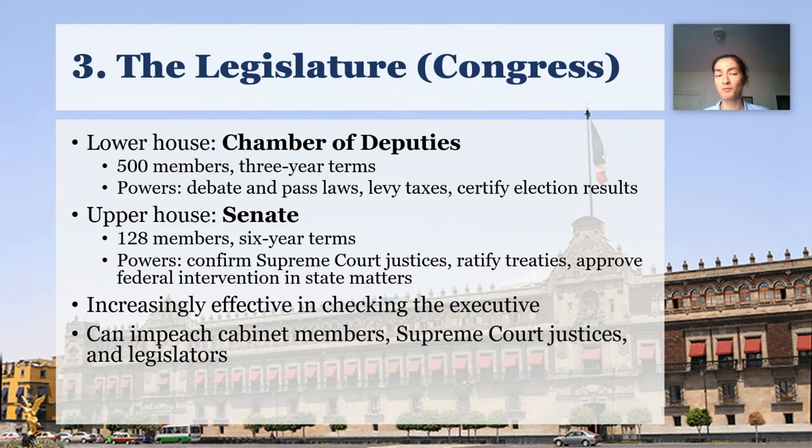Those powers of impeachment work similarly to the way that they do in the U.S. You might know about this because you've lived through at least two impeachments in the United States in your lifetime. The Chamber of Deputies acts as essentially the indicting body, and then the Senate conducts the trial and votes on whether or not to remove the impeached officer from their office.